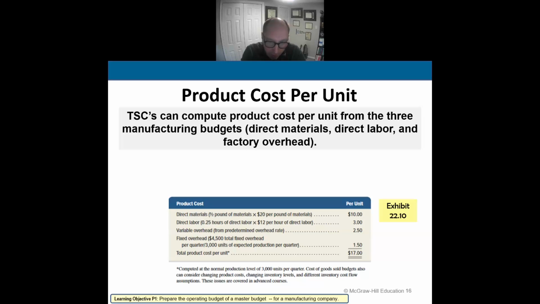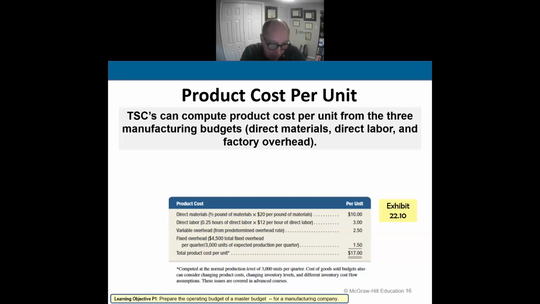The overhead had a predetermined overhead rate variable of $2.50 per hockey stick that was given to us. We also had fixed overhead. The fixed overhead per quarter, which is every 3 months, was $4,500. How do we figure that? Well, it's $1,500 per month, right? So that means each quarter was $4,500.